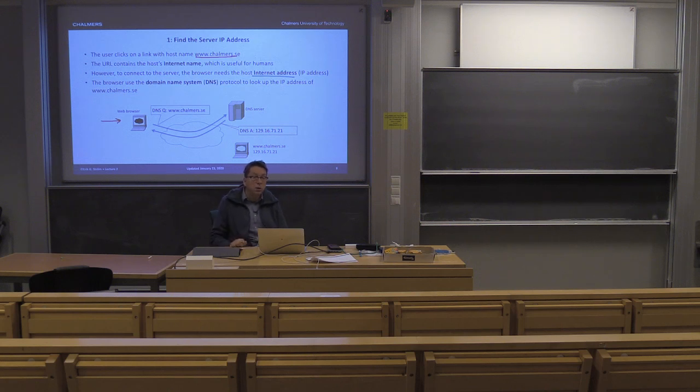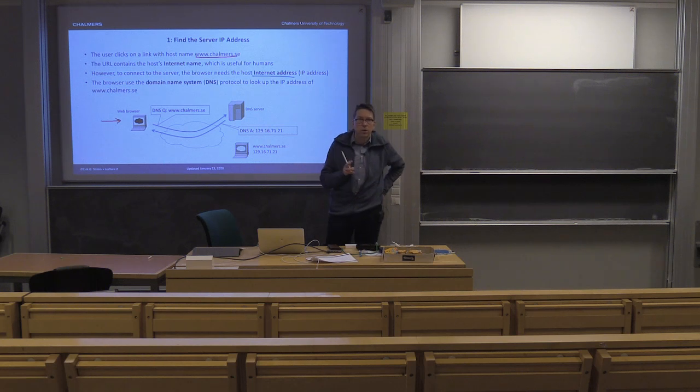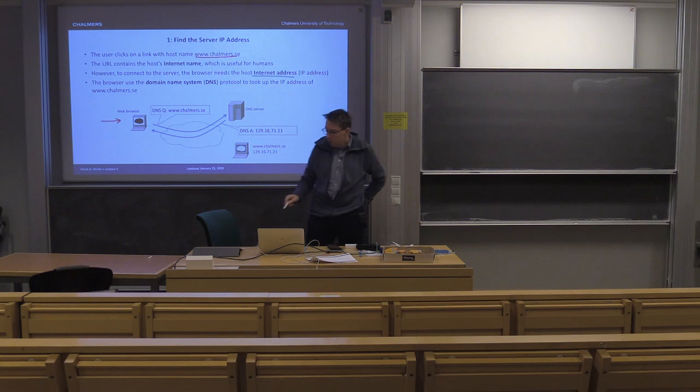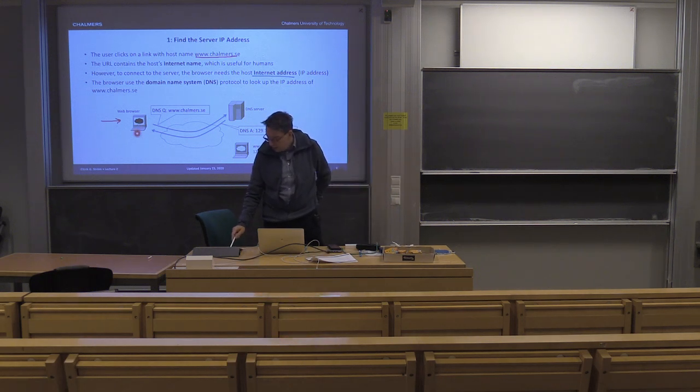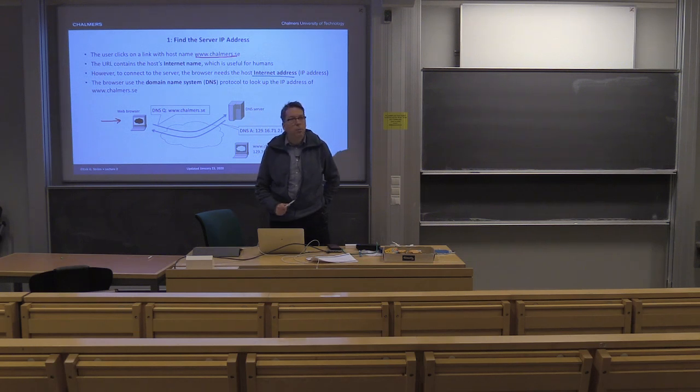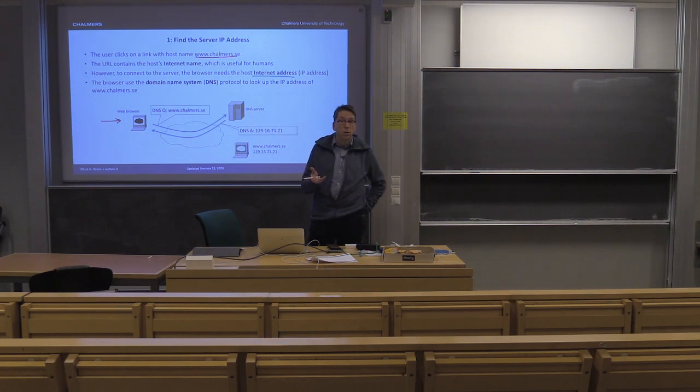So do you see the logical flaw in this, perhaps, or something that I haven't mentioned? You nodding? So the main problem here is, of course, how this web browser needed to know the IP address of this server here, www.chalmers.se, but how does it know the IP address of the DNS server?